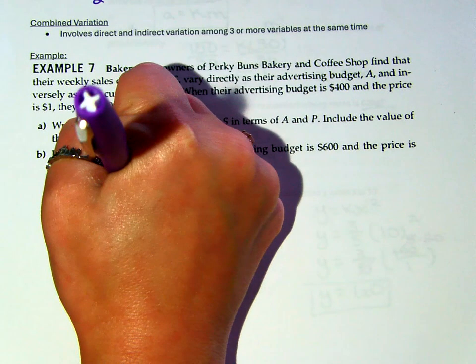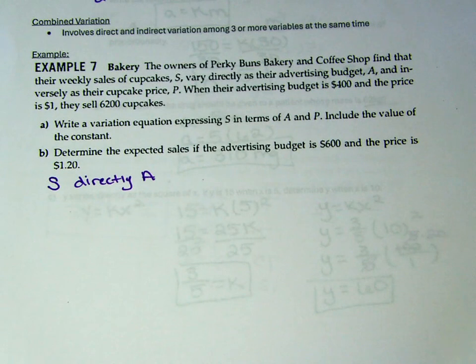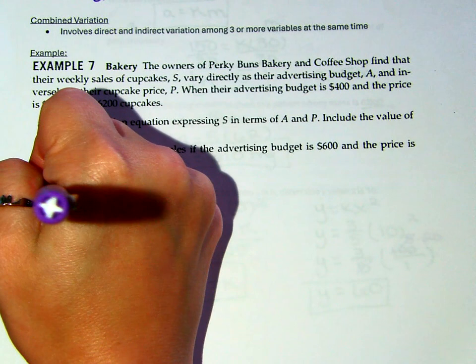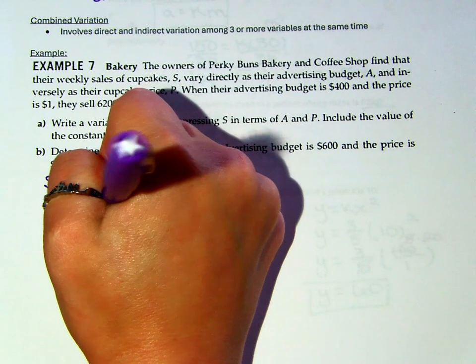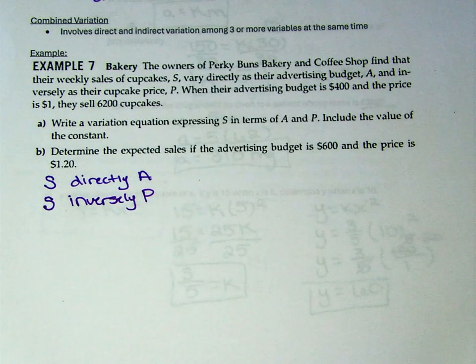So that means if they have more advertising, they sell more cupcakes. If they don't have very much advertising, they don't sell very many cupcakes. That's what it says. But then it goes on to say that their sale of cupcakes is inversely related to the price of their cupcake, which kind of makes sense. If the price is outrageous, you're probably not going to buy that many. You've got to find that sweet spot of where people are willing to buy a cupcake at a certain price. So these vary inversely.